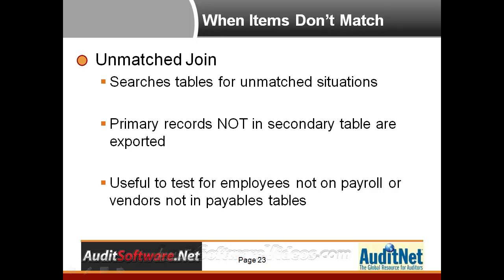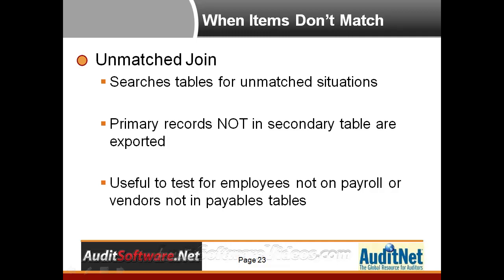The unmatched join will search through the primary table in relation to the secondary table, and it'll carry over primary records that are not in the secondary table. So you basically have primary records not in the secondary table produced as a final table. It's a great test if you want to look for, say, employees not on the payroll, or vendors that are not in the payables table.